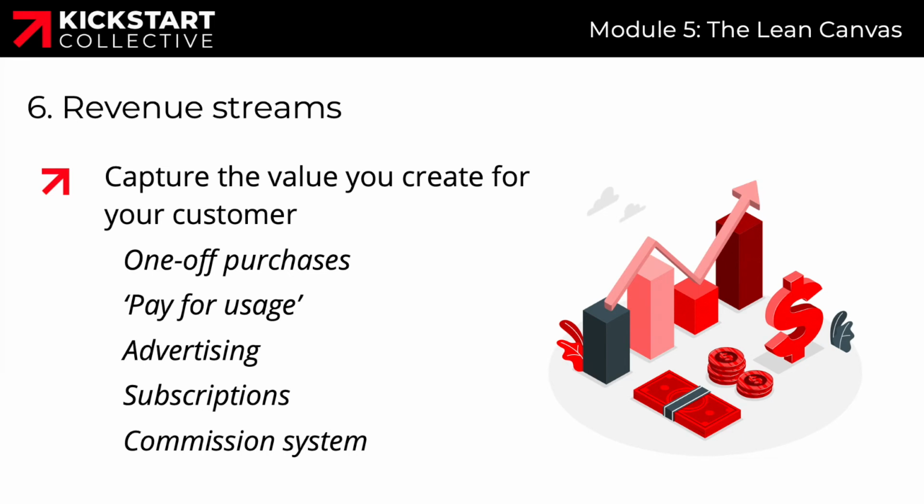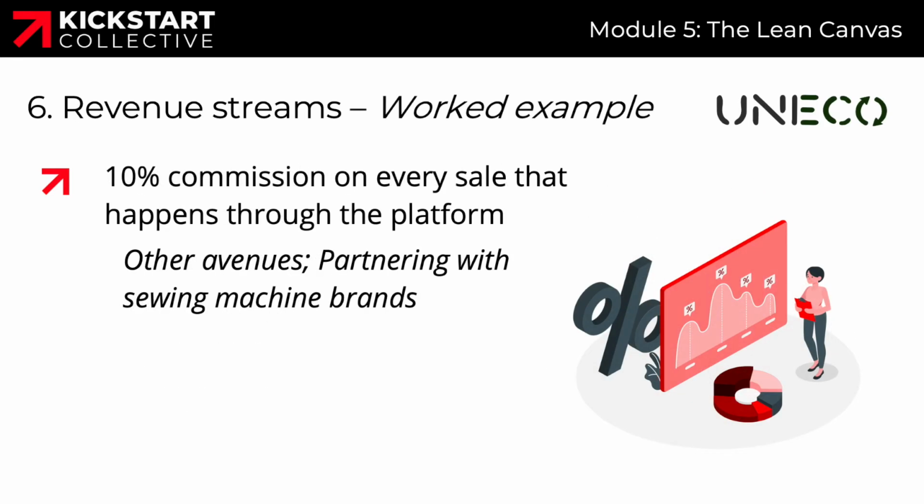Here's a worked example. Uneco takes a 10% commission on every sale that happens through the platform. In the future, the startup could look into partnering with sewing machine brands and take a cut of their sales if the purchase by one of Uneco's customers was made through the relevant affiliate link.